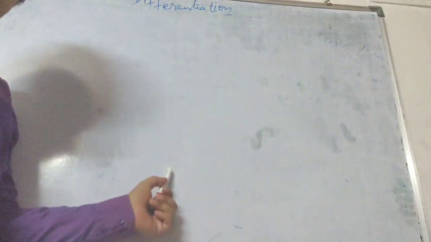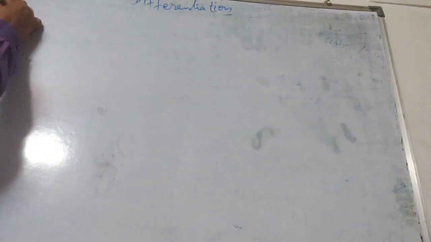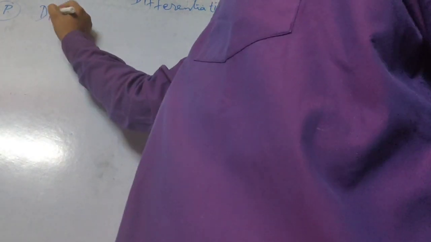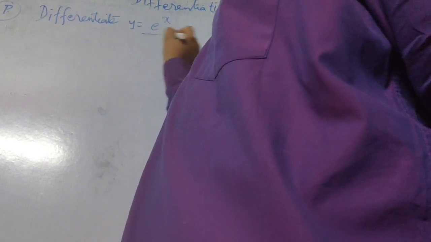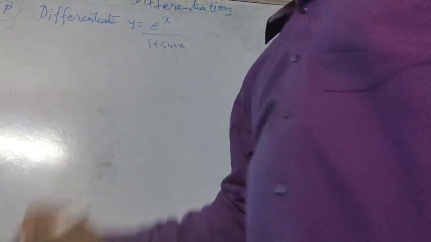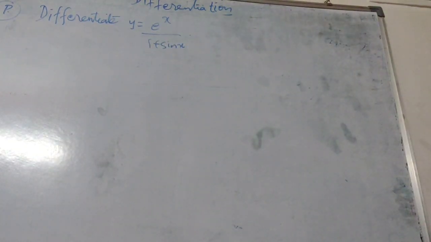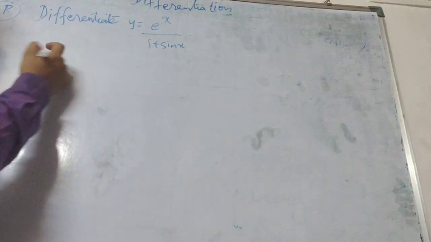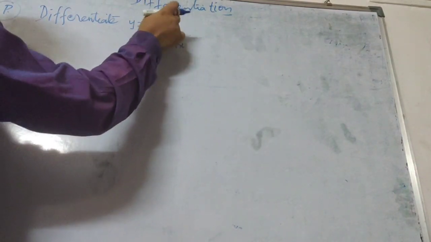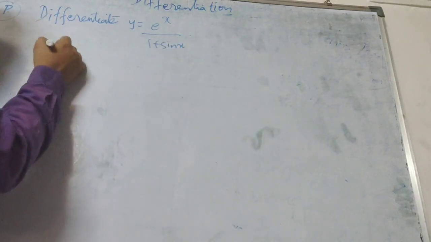Now I'll be solving a problem on the quotient rule. Differentiate y equal to e power x by 1 plus sin x. For this, you have understood that you have to use the quotient rule. Here, because of the form u by v, u is your e power x, v is your 1 plus sin x. So first I'll write the formula.